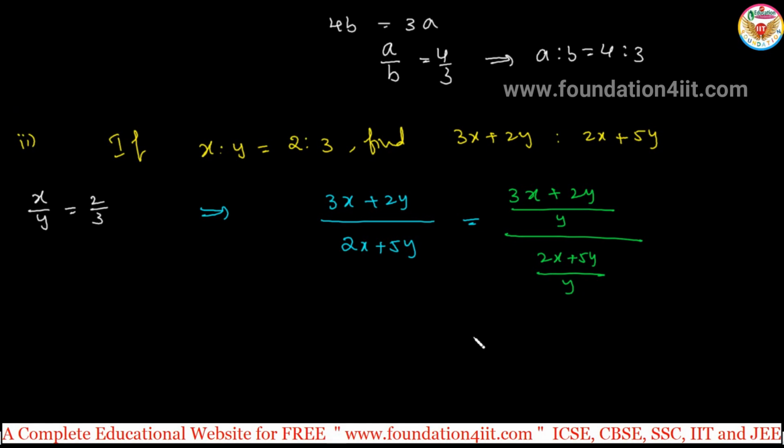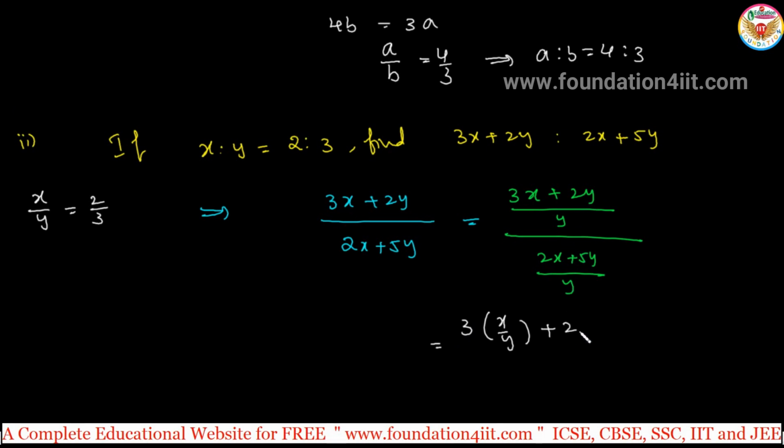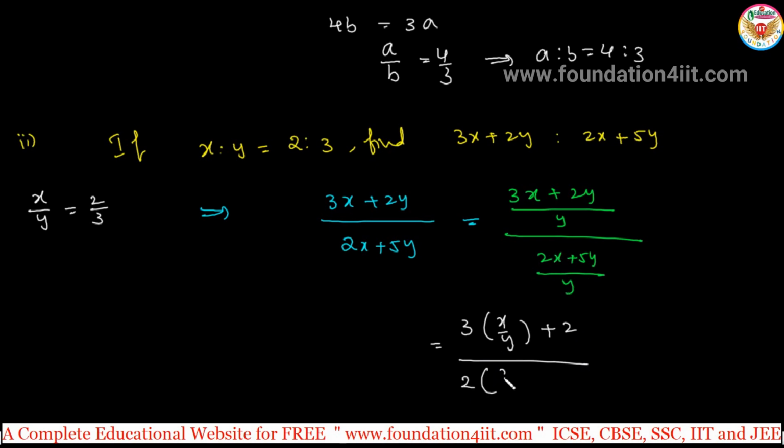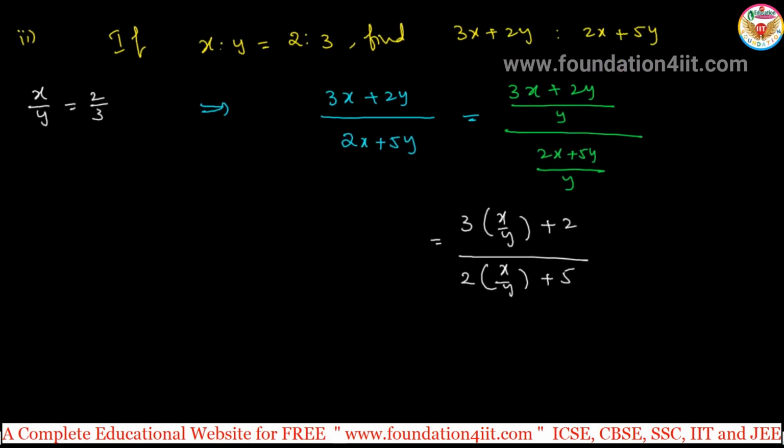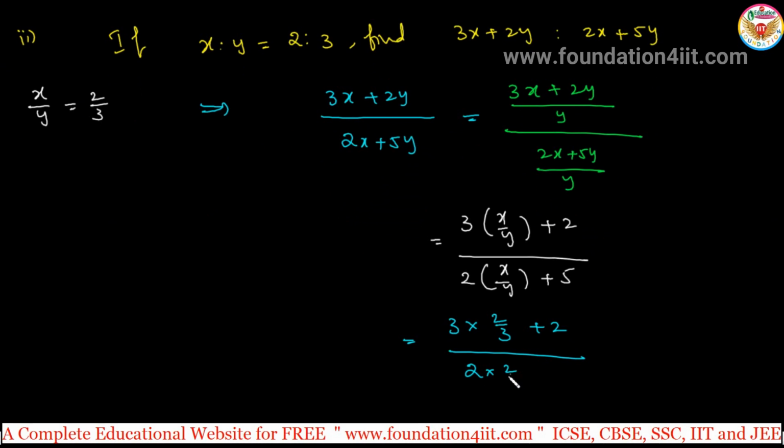Now the question will be changed like this. Separate the denominator: 3 into x by y plus 2y by y is 2 only, right? Again 2 into x by y plus 5y by y is 5. Now in the place of x divided by y, write the 2 by 3 value. In that place you can write 2 by 3 and simplify. Therefore 3 into 2 by 3 plus 2, divided by 2 into 2 by 3 plus 5. This you have to simplify.